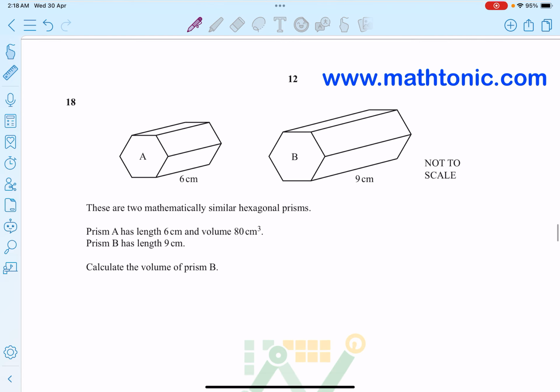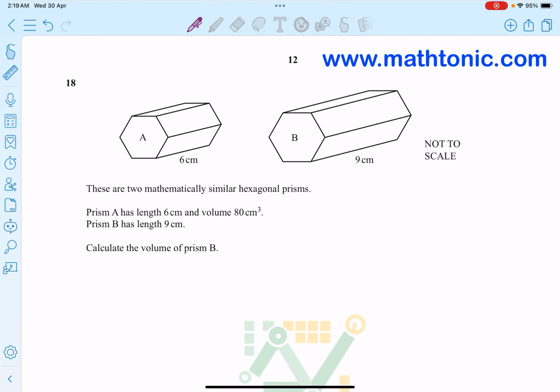Next question is about similar shapes. There are two mathematically similar hexagonal prisms. The prism has a length of 6 centimeters. You can see here this is 6 centimeters and this one is given as 9 centimeters.